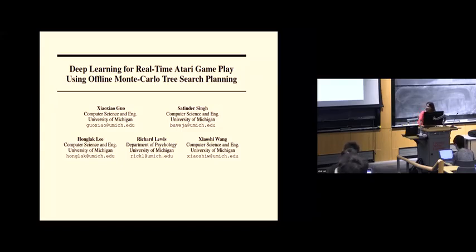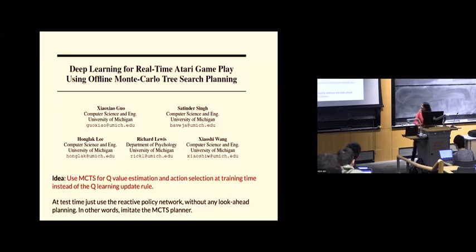So here is what this paper suggests. It says we are going to learn to play Atari games in real time, but we're going to use offline Monte Carlo tree search planning. The truth is that we know how the Atari environment works. We know the simulator, and because we know which states transition to which states, we can use Monte Carlo tree search to just search the environment and compute Qs for states and actions.